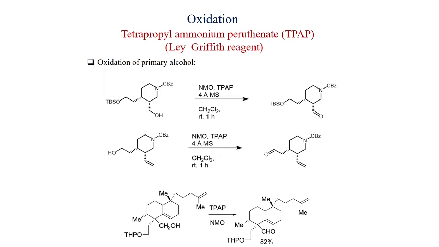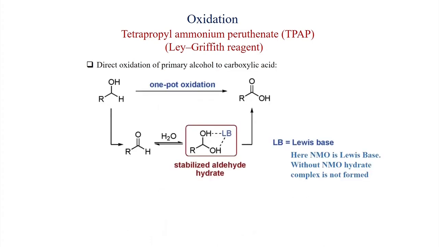And this is a complex molecule, as you can see, there is a THP, which is an acid-sensitive group, and an alcohol is there, and also double bonds are present. So in this TPAP NMO condition, selectively this alcohol is getting converted to the aldehyde without disturbing the THP group. That means TPAP is a very mild oxidant, it cannot harm the acid-sensitive group.